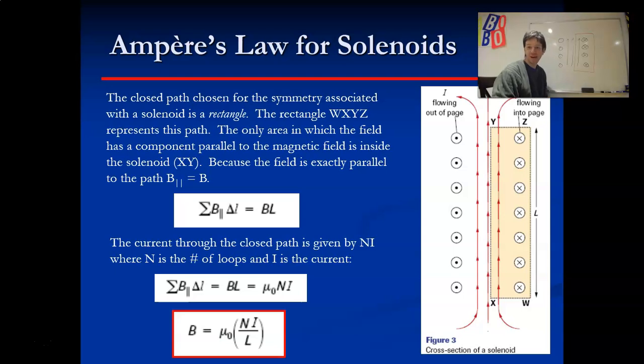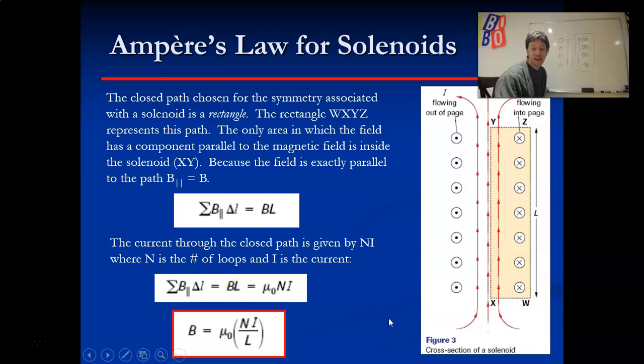Well, what is the length of that path? We'll choose a path that's exactly the length of the solenoid. Makes sense. So L will be the length of our solenoid. And so adding up all the magnetic fields parallel to our path segment, we get B times capital L, where L is the length of the solenoid.